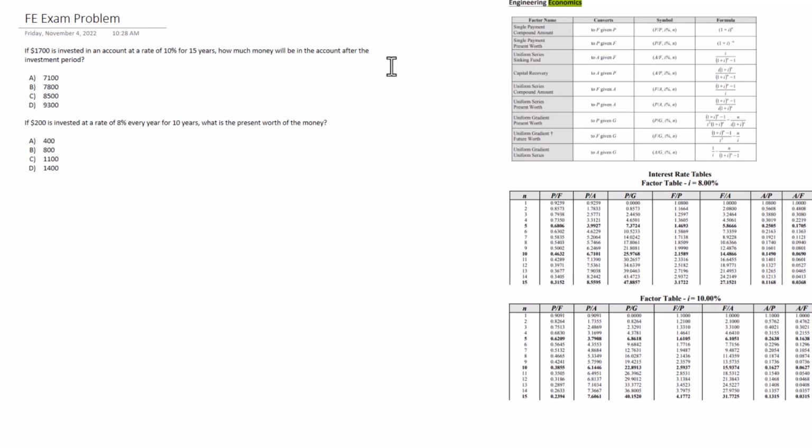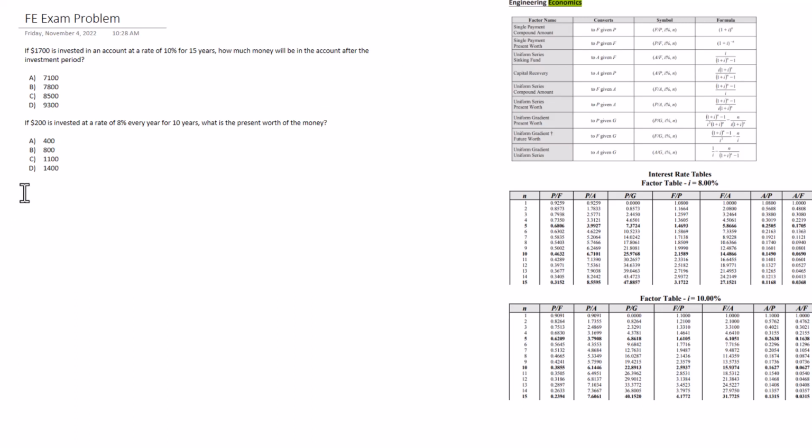So if $1,700 is invested in an account at a rate of 10% for 15 years, how much money will be in the account after the investment period? And the second problem is if $200 is invested at a rate of 8% every year for 10 years, what is the present worth of the money? So go ahead, try and attempt these problems on your own, and then I'll go over the solution.